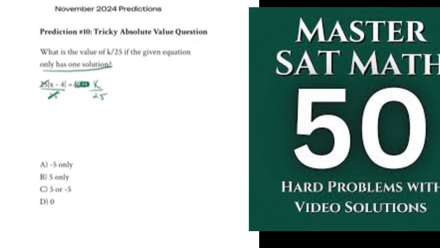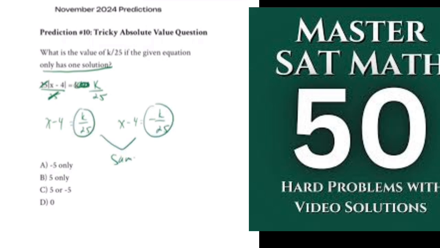Just kidding. So then basically at this point, if you're going to have one solution, typically what would happen when you have an absolute value, not to go off on a tangent, you'll rewrite it and you'll say, well, x minus 4 equals k over 25, or you'd say x minus 4 equals negative k over 25. But the thing is, you want these to be the same. If those are the same, then you'll end up with one solution. So the only way you can get those two things to be exactly the same is if k is 0, so you're going to pick 0.